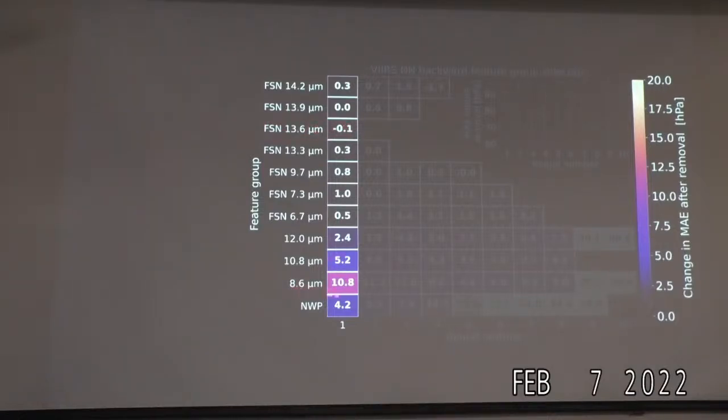If we go down and look at 8.6, after information related to 8.6 was removed, model error increased by almost 11 hectopascals. That's a lot. That means 8.6 is really important to cloud top pressure estimation.